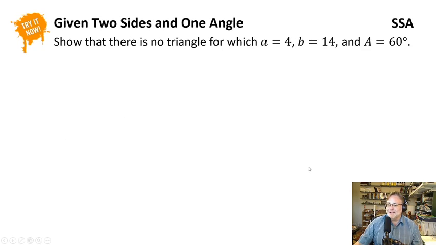All right, so similarly here, show that there is no triangle for which a is equal to 4, b is equal to 14, and A is equal to 60 degrees. Do that first graphically. Try to draw that picture of A, B, and C. How do things look here? And try to scale things appropriately. Okay, if this is 4, then 14 has got to be a little more than 3 times as long. So try to draw it appropriately and try to draw an angle for A that's about 60 degrees, like one angle of an equilateral triangle. So take some time for this.